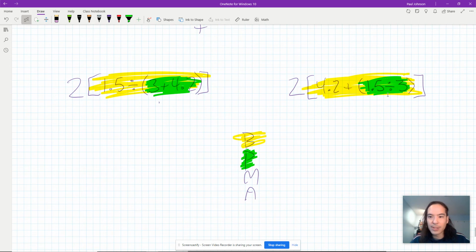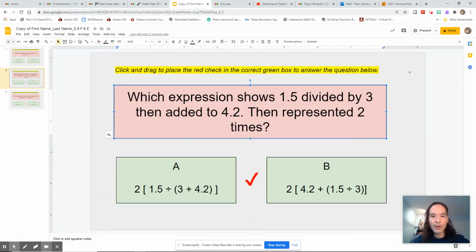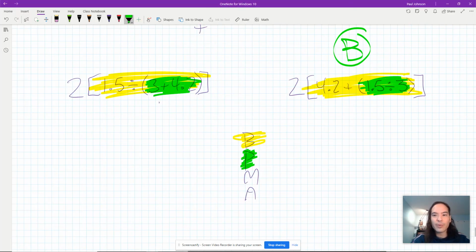So which one allows us to start off with 1 and 5/10 divided into 3 groups? That would be option B. Option A, already out of order, because the first thing they're doing is adding 3 to 4 and 2/10. And over here, it never really said that we are adding 3 to 4 and 2/10. It said we need to take 1 and 5/10 divided by 3 and then add to 4 and 2/10. So we have to divide 1 and 5/10 by 3 before we ever add it to the 4 and 2/10. So that would be our first step, and then it would be 4 and 2/10 plus whatever our response to 1 and 5/10 divided by 3 was.